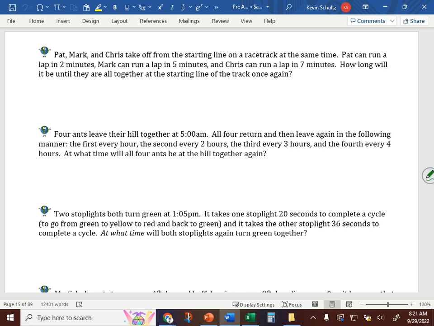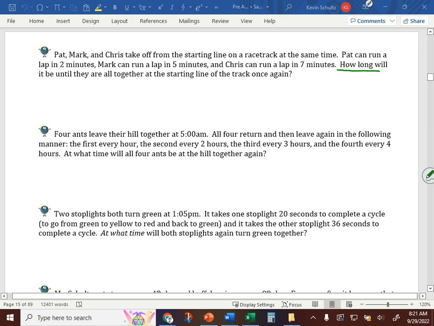For least common multiple, what you're looking for is something that repeats itself, okay? You're looking for a phrase like how long, something that's going to happen in the future, right? Because multiples, they get bigger. So we're looking for when something will happen again. And then something that repeats itself. Like how long until something happens again. Okay, that's what we're kind of looking for here. Not as cut and dry as greatest common factor, but definitely some hints there.